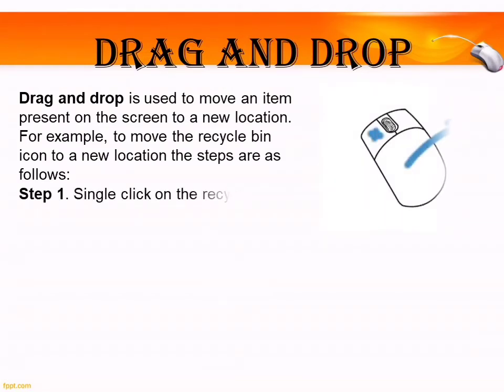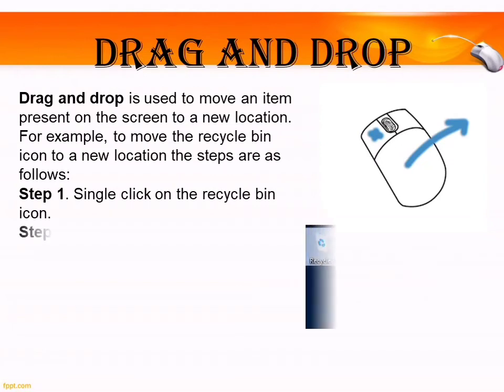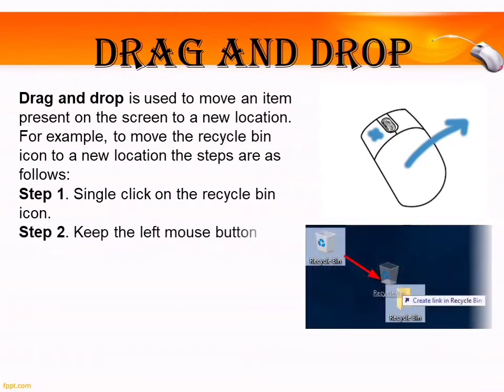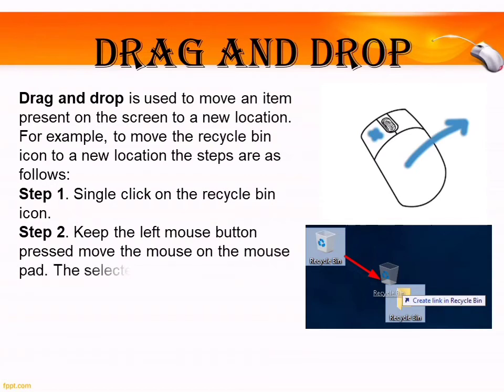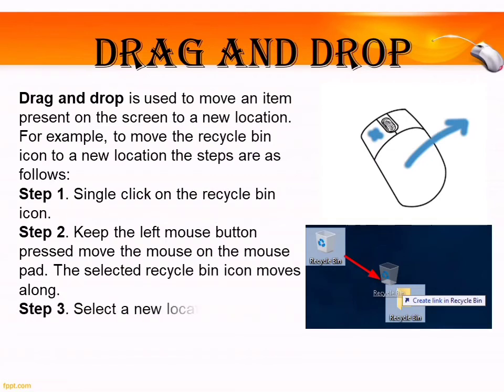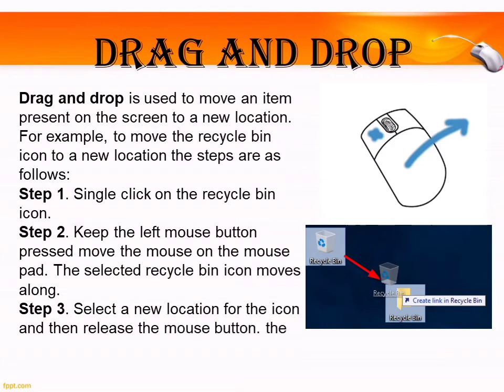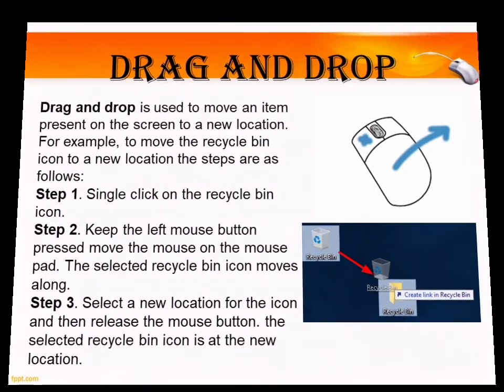At first, we single click on the recycle bin icon. Then, keeping the left mouse button pressed, move the mouse on the mouse pad. The selected recycle bin icon moves along. Step 3. Select a new location for the icon and release the mouse button. The selected recycle bin icon is at the new location.